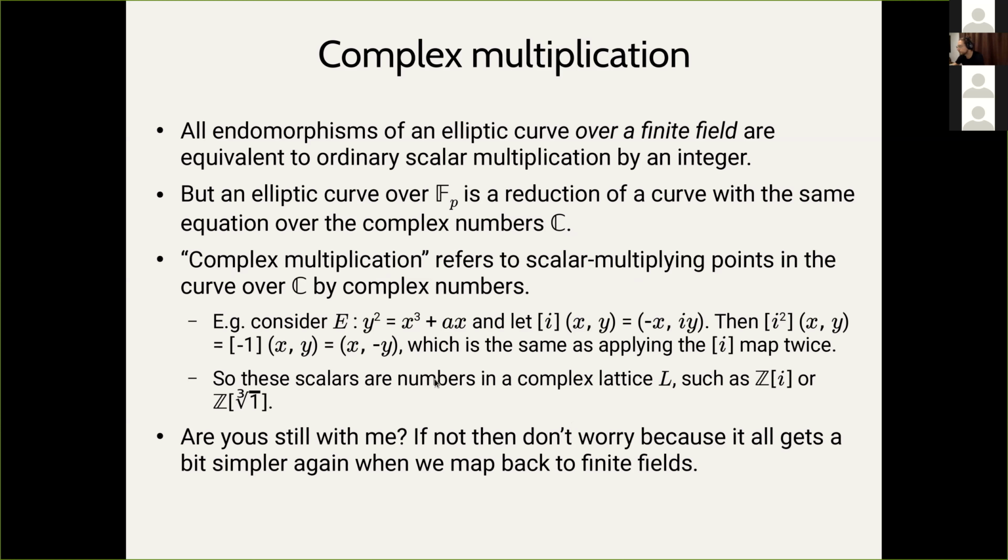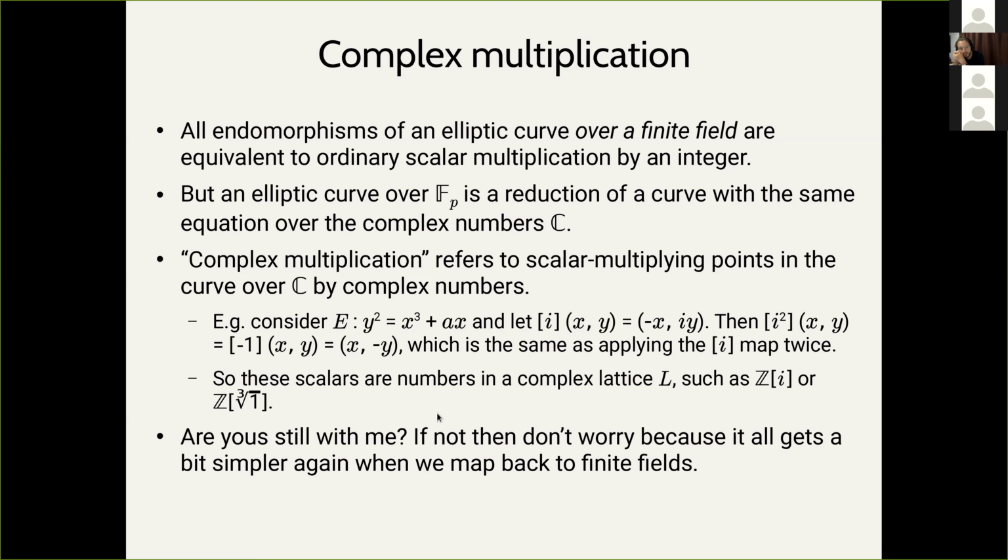So here's an example. We have this elliptic curve, and we define multiplication by i, so i is the square root of -1, as this. You check that it works. If you apply this map twice, then you get x here, then minus y, which is the same as i squared times xy. So it works. So what you end up with here is the scalars are elements of a complex lattice. And in this example, the lattice is Z[i]. I'll show you some pictures on the next slide, but that's just the Gaussian integers.